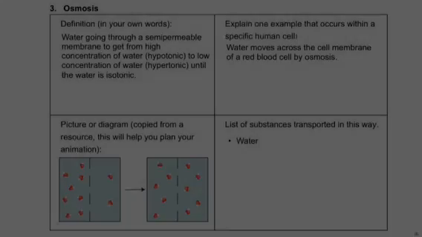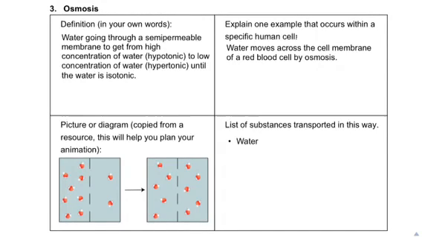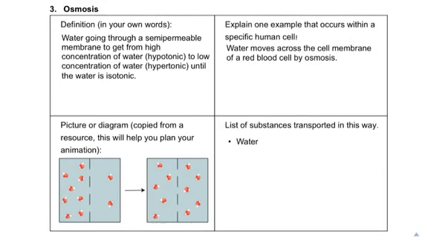Osmosis. Definition: water going through a semi-permeable membrane to get from an area of high concentration of water, which is hypotonic, to low concentration of water, which is hypertonic, until the water is isotonic. One example that occurs within a specific human cell is water moves across the cell membrane of a red blood cell by osmosis. A list of substances transported in this way is water.